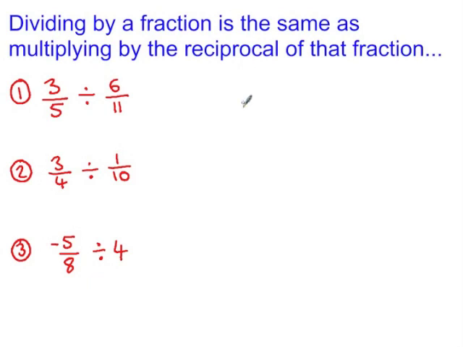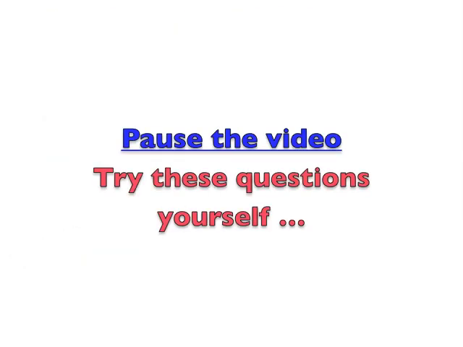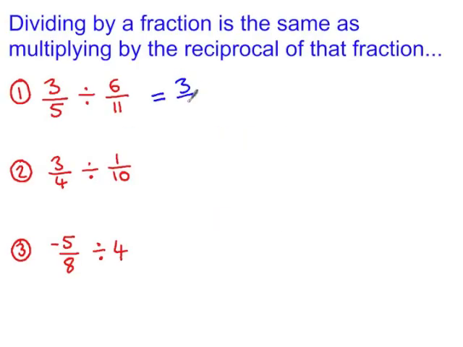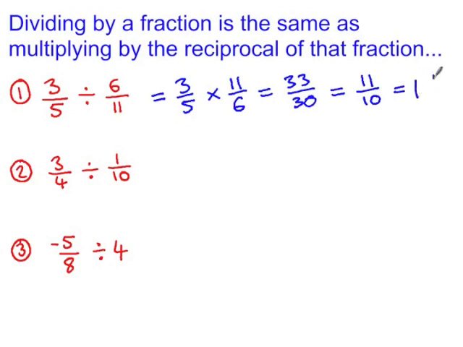Now I'd like you to pause the video and try these 3 examples yourself using this method before you watch my solutions. 3/5 divided by 6/11 is the same as 3/5 multiplied by 11/6. So that's 33/30, which simplifies to 11/10, or 1 1/10.